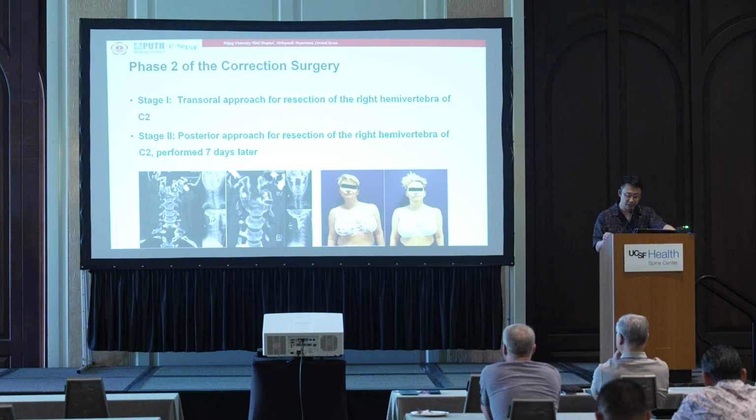So Dr. Ruf performed a 2-stage hemivertebral resection of C2. In stage 1, a transoral approach was used to resect the right hemivertebra of C2, providing anterior release and partial deformity correction. This was followed by stage 2, 7 days later, in which a posterior approach was performed to complete the resection and achieve spinal stabilization and fusion. This staged strategy allowed for controlled correction while minimizing the risk of neurovascular complications in this anatomically complex region.